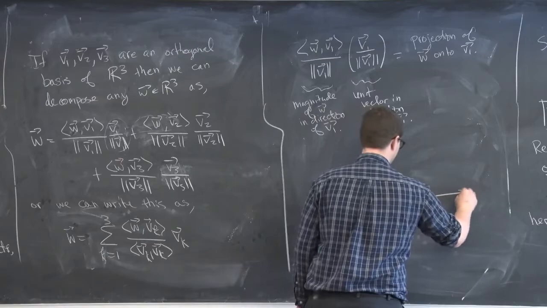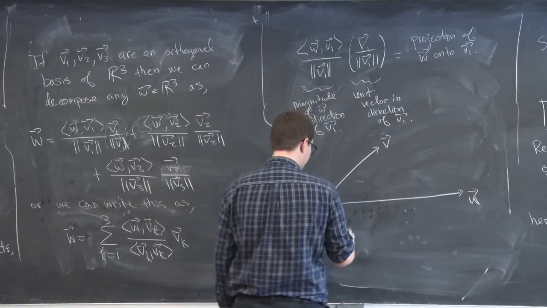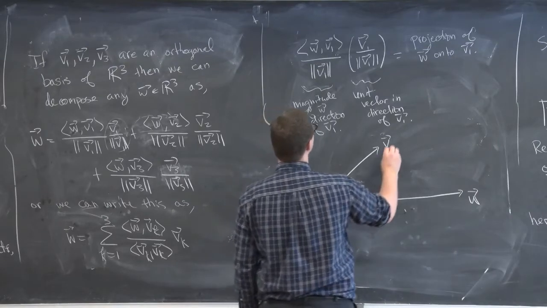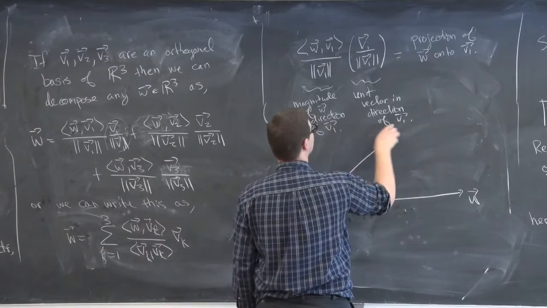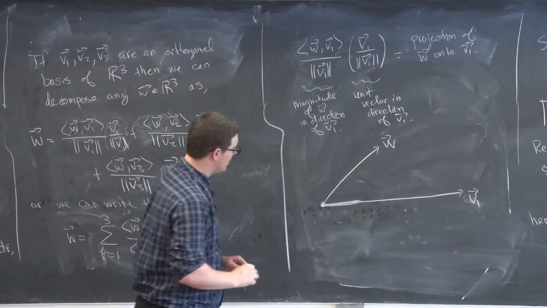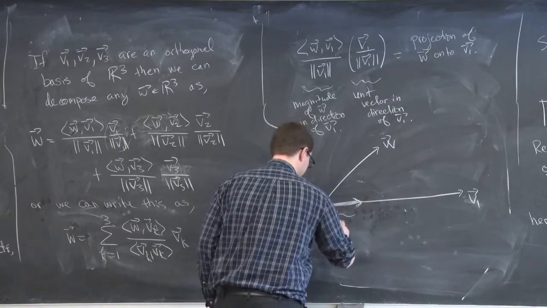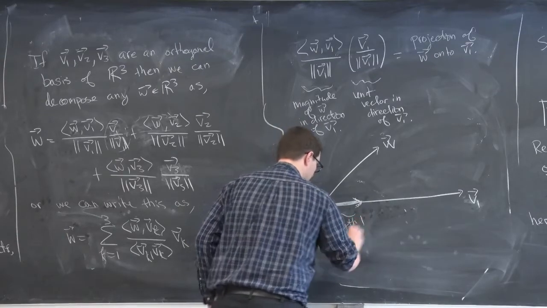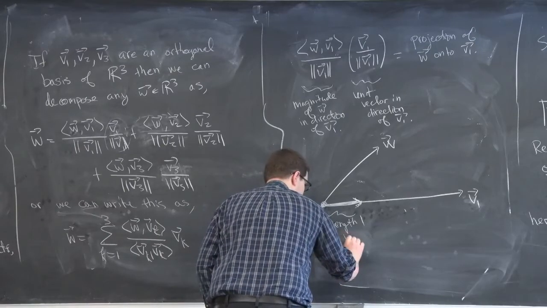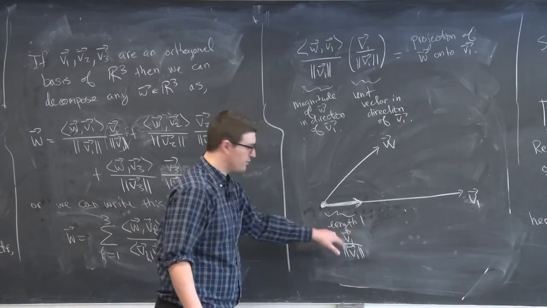Here's W, and here's V1. Sorry, let me redo this: this is V1, and this is W. This thing here is the unit vector, so it has length 1. This vector is V1 over the magnitude of V1, so this thing has norm 1.